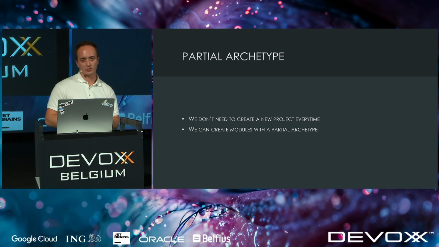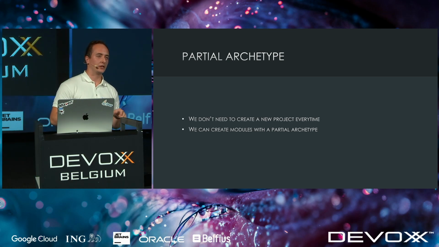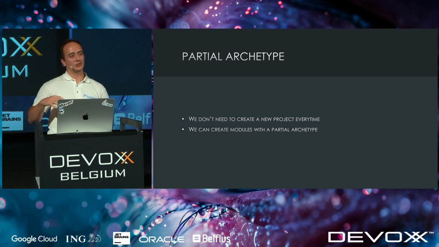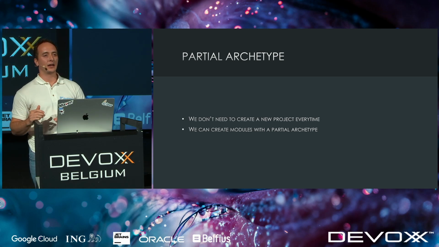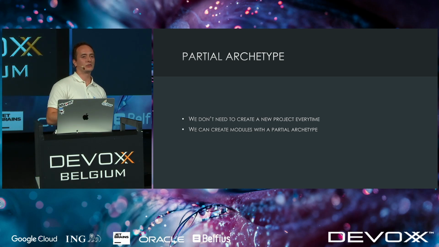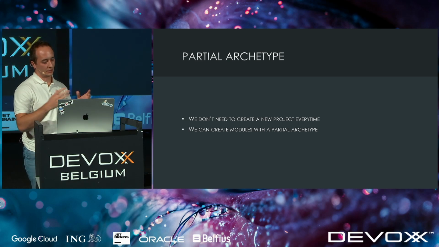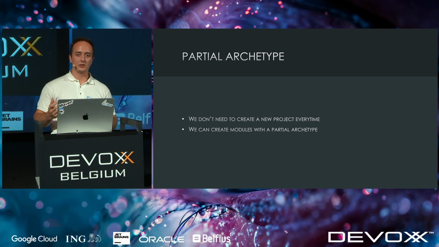Another thing we can do is create partial archetypes. So I said in the beginning of this talk, we can actually add a module to an existing application. So let's say we have a monolith or an application and we want to include a message receiver or include a repository in order to connect to our database. We can actually use partial archetypes for this.